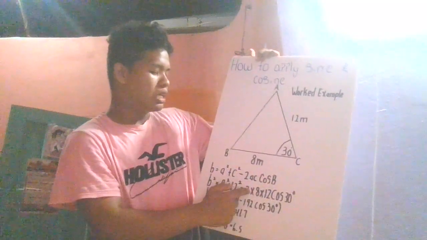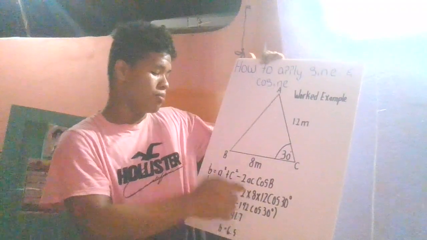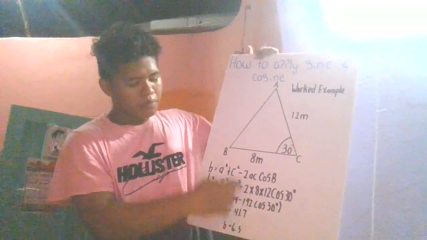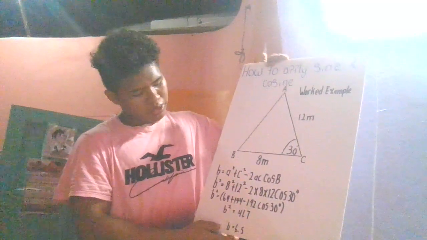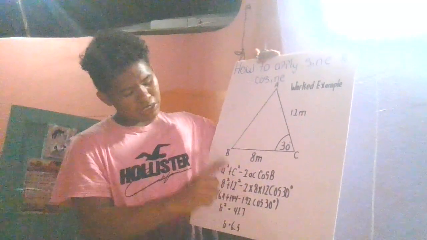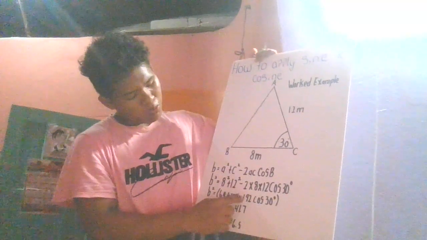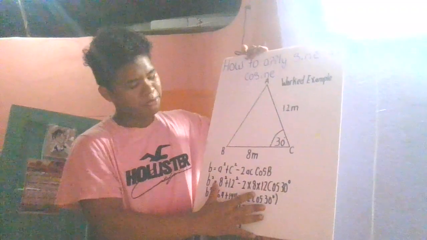We have to put it here: 2 times 8 times 12 times cos 30. So from 2 times 8 times 12, we get 192. Furthermore, we have cos 30. If you punch it in your calculator, 192 times cos 30 degrees, you have 41.7. I did not have enough space to do everything.